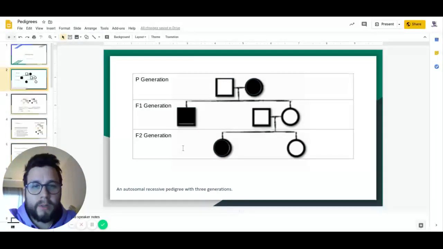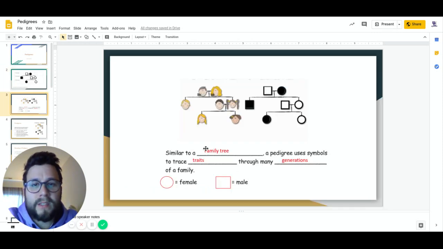So the only person who married into this family is actually this guy right here, because this is the daughter of these two, but he married her and had these kids. So it's like a family tree, and it's going to use symbols like the circle for females and the squares for males to trace traits through generations. So we can go through many generations and show what pattern of inheritance these traits will show.